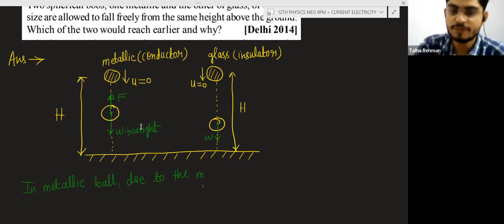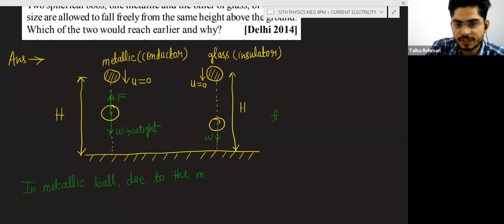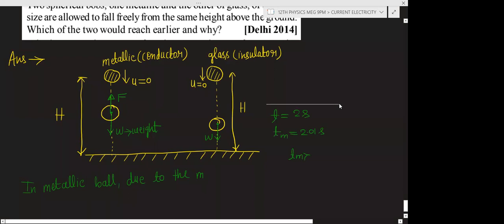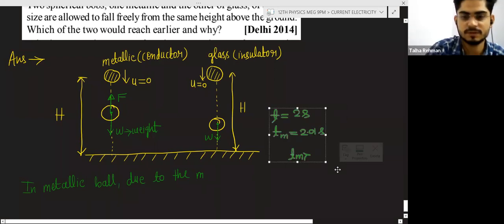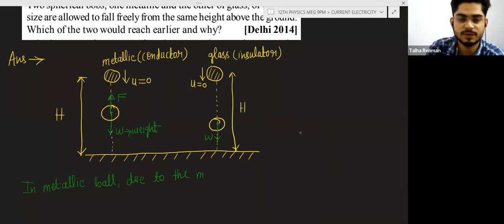You are right. If we go very precisely, suppose this ball of glass reaches here in 2 seconds, then this ball of metal will reach at a time of 0.01 second less. So in this way we can see, you are very right, it is a small amount of difference. Very small difference. You are a good student, I know that. But they are asking the question, which of the two will reach earlier? So we have to tell accordingly.